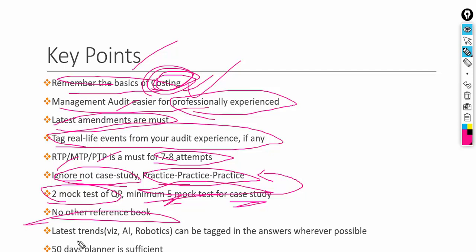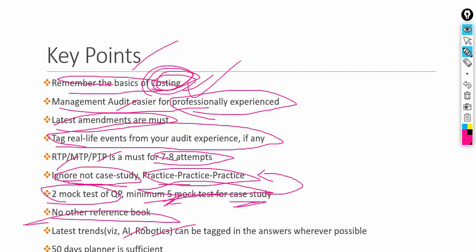Yeah, the latest trends with regard to artificial intelligence and robotics can be tagged in the answer wherever possible, especially in the management audit. Let's say your company is trying to adopt artificial intelligence for a management audit. All those things can be tagged here and there if you have something.